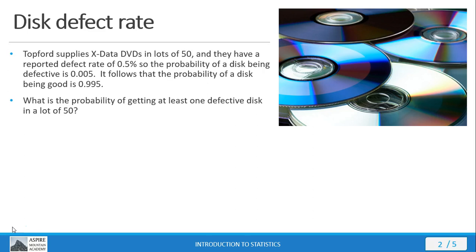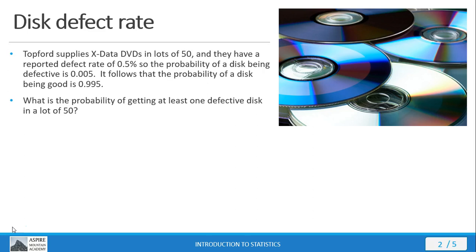So we have a manufacturer of data DVDs, and the manufacturer supplies these DVDs in lots of 50. They've also reported a defect rate of 0.5%, so the probability of a disk being defective is 0.005. It follows that the probability of a disk being good is then 99.5%.